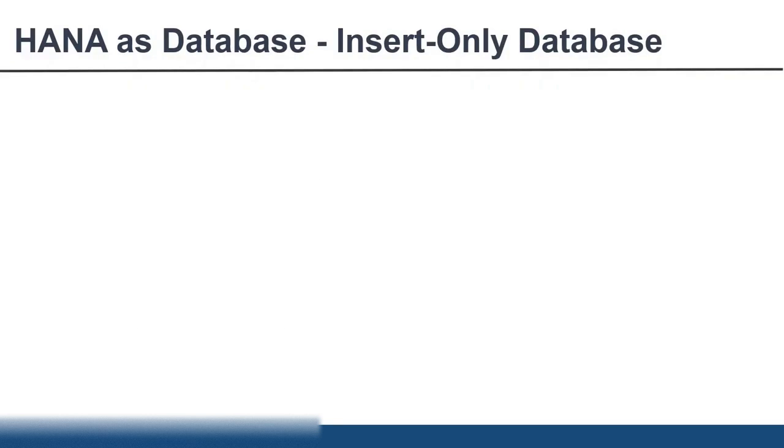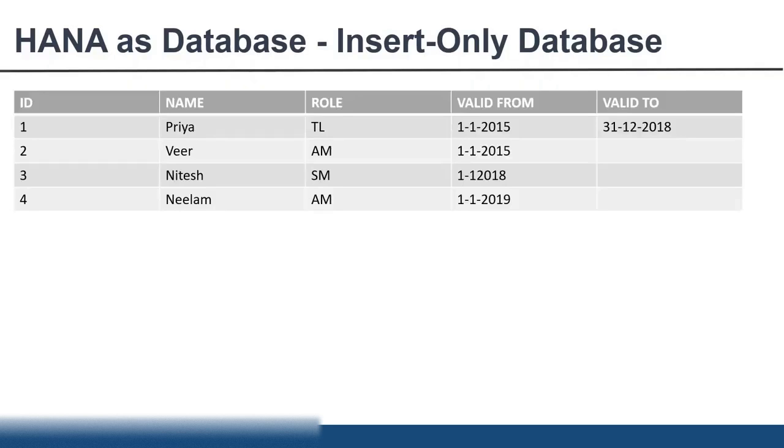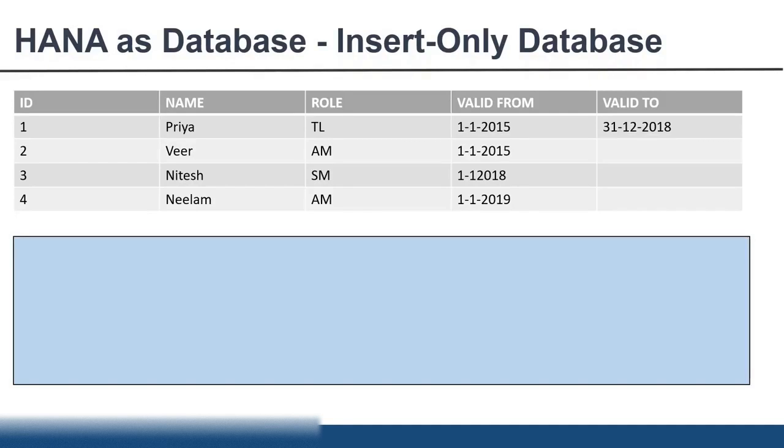We say that HANA is an insert-only database. For example, you can see over here the data is there in 3 columns: ID, name, role, and you can see a fourth column as valid from, and then the next column is valid to. So we say that it is an insert only database.